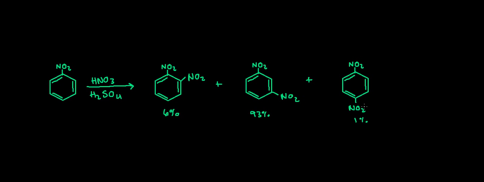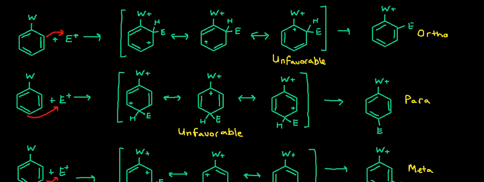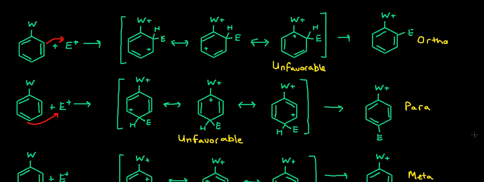The reason that this happens is for the same reasons that ortho and para directors react the way they do. But in metadirectors, it has the same reasoning, but the opposite happens. We'll have a look at the resonance structures of the sigma complex to explain why this happens. The first one is ortho, second para, last one meta.